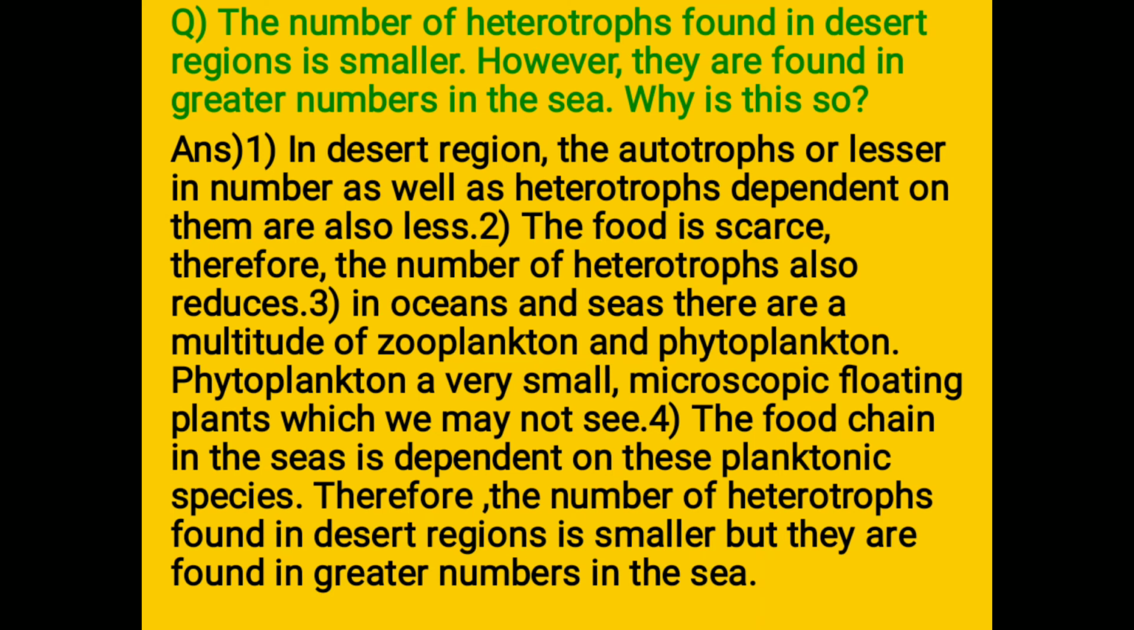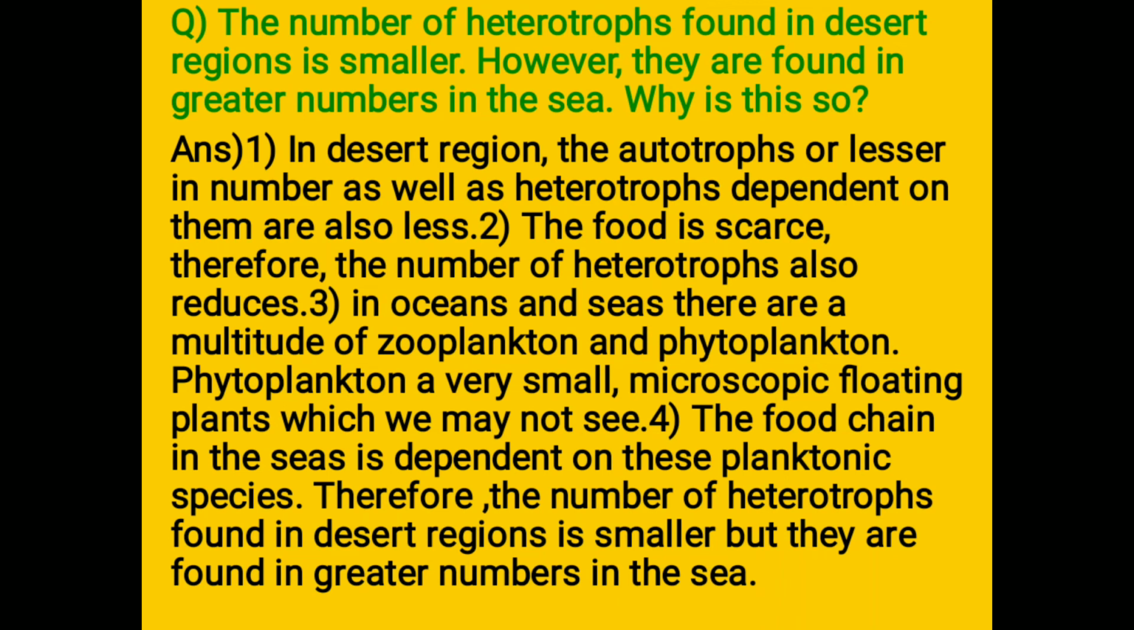Question. The number of heterotrophs found in desert regions is smaller. However, they are found in greater numbers in the sea. Why is this so? Answer. Point number 1. In desert region, the autotrophs are lesser in number as well as heterotrophs dependent on them are also less. Point number 2. The food is scarce. Therefore, the number of heterotrophs also reduces.